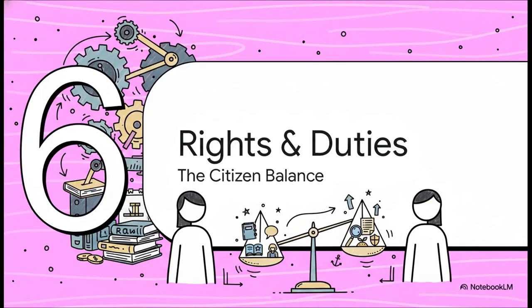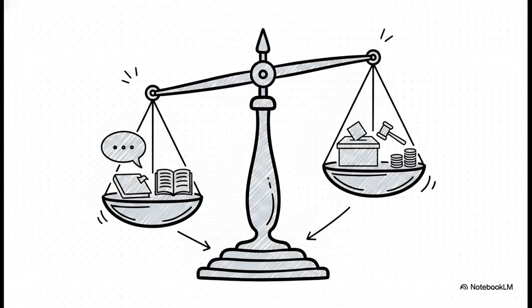Section 6, rights and responsibilities. Finding the citizen balance. It's the ultimate balancing act. On one side, you get incredible rights, things like freedom of speech and religion. But on the flip side, to balance that scale, you have to give back through responsibilities. You have to obey the laws, pay those taxes, and yep, serve on a jury. Remember that vocabulary word? The whole democratic system completely depends on keeping these 2 sides equal.